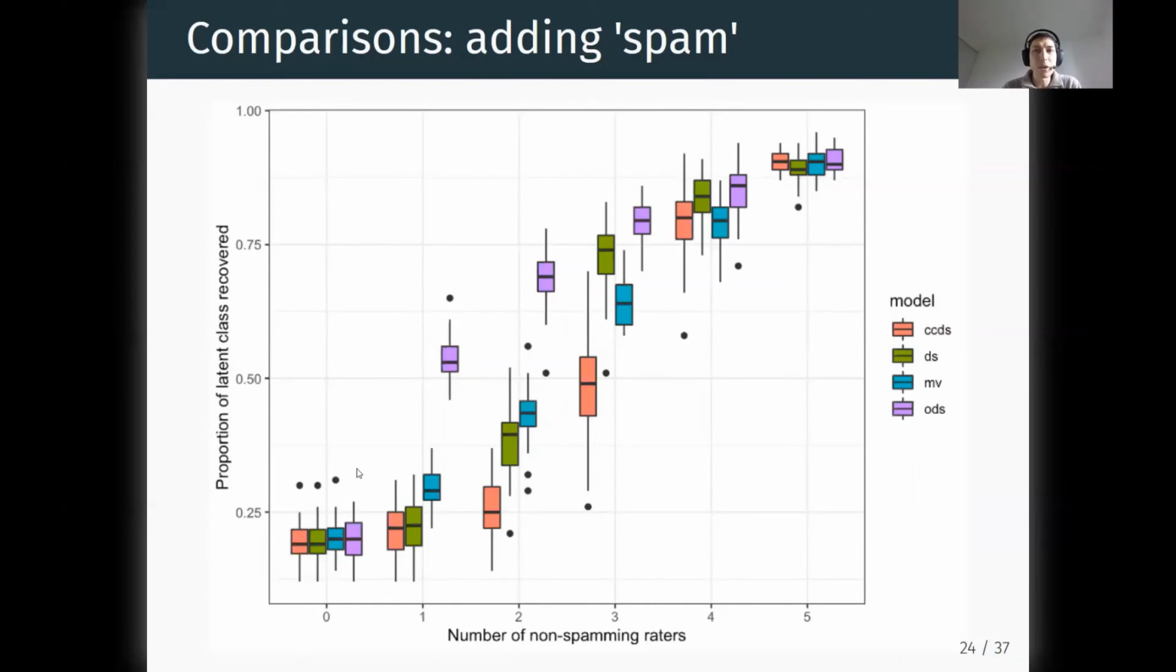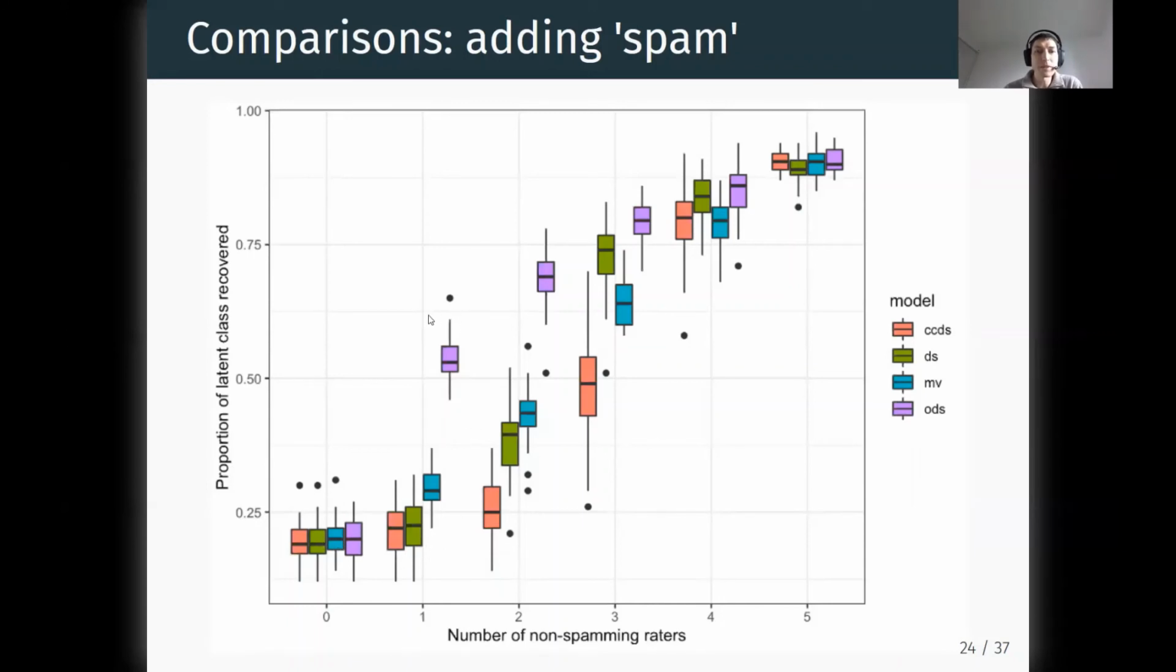On the left, this is the scenario where everyone is a spammer. So that means there's no informative ratings at all. Everything is noise. And unsurprisingly, all the models are performing the same. They're all essentially guessing, and you can't do any better than just guessing. So they're all the same.